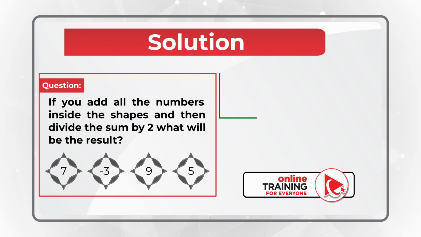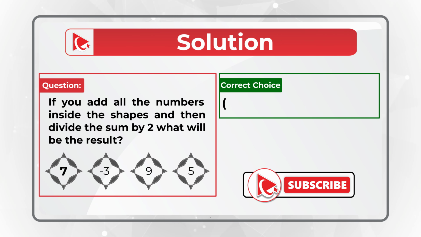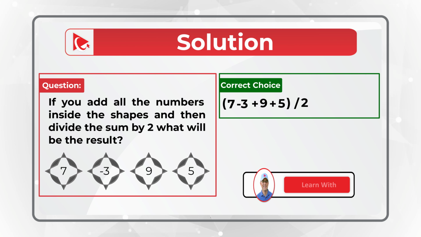The math here is pretty straightforward. You need to do 7 minus 3 plus 9 plus 5 in parentheses and then divide the sum by 2.